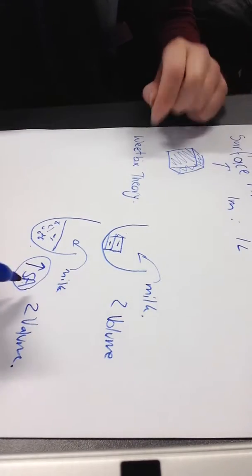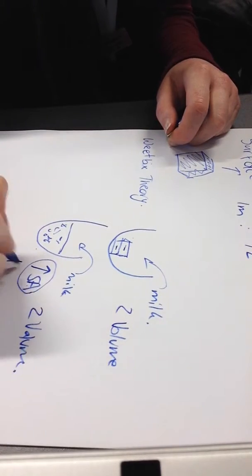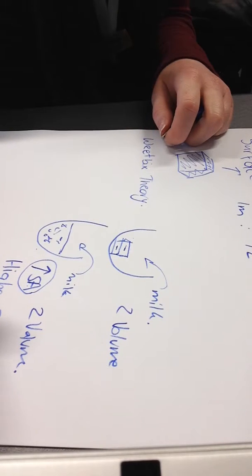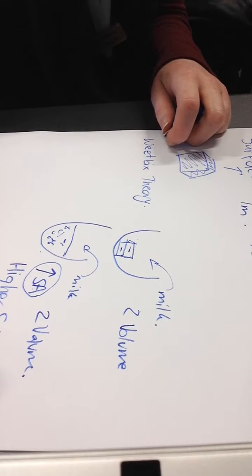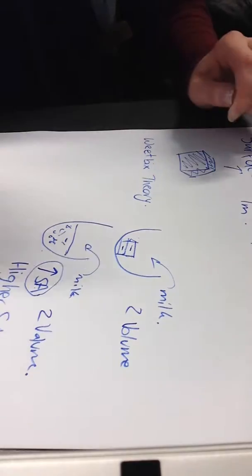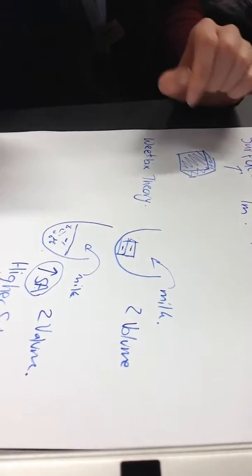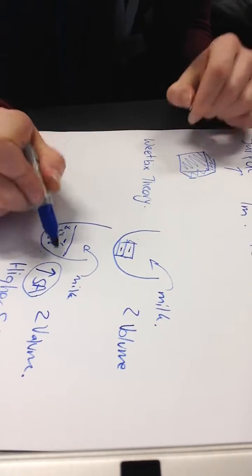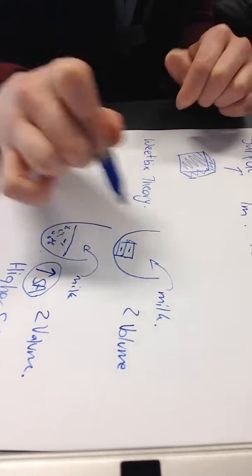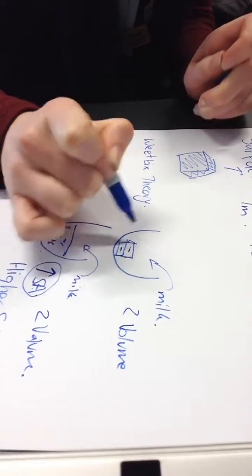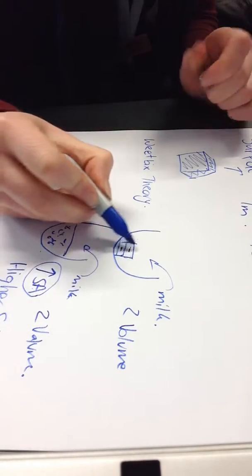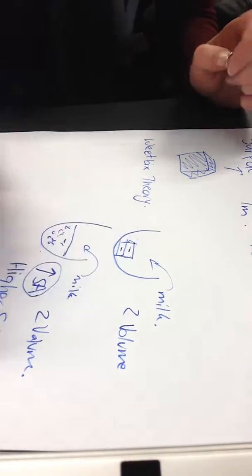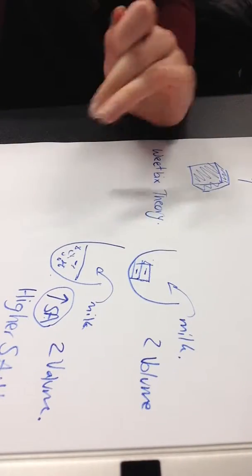So this one has a higher, we say that it has a higher surface area to volume ratio. And when things have a higher surface area to volume ratio, they're going to be much better at absorbing. So that's absorbed all the milk, whereas that one hasn't. These bits in the middle are still kind of dry. So why is this important?